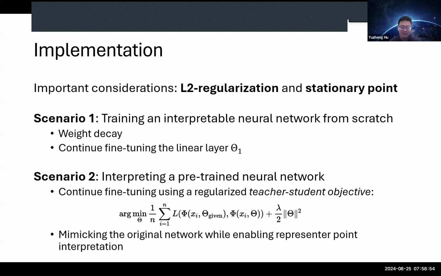Otherwise, it might be as well that we just retrain a model, completely do the first scenario, we just train a model using weight decay. So here, one important consideration is that we really want to mimic the original network. And the second point is that we need to additionally introduce this L2 regularization. And this L2 regularization just helps us enable the representative point interpretation. So this is very important as well.